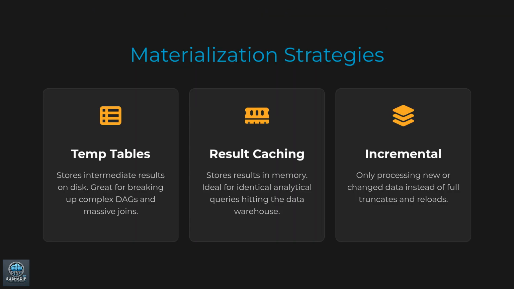Sometimes optimizer rewrites are not enough, and we need to physically store intermediate data. This is called materialization. We generally use three strategies: temporary tables to break apart giant queries, result caching to serve repeated queries instantly from memory, and incremental materialization to process only newly arrived data.